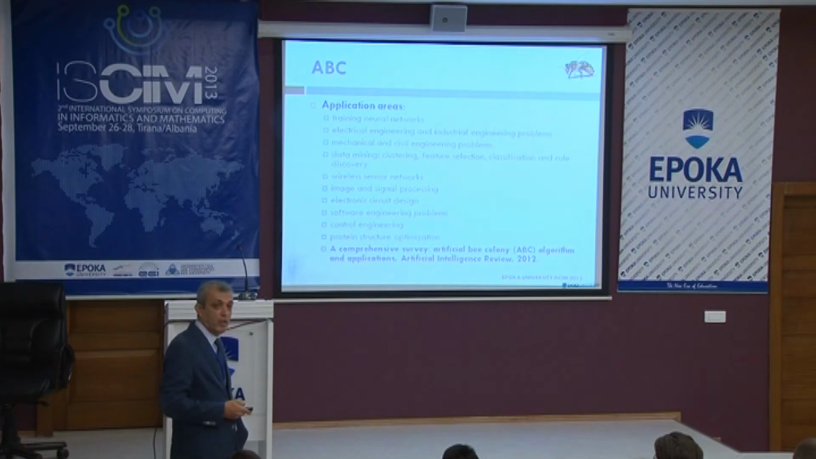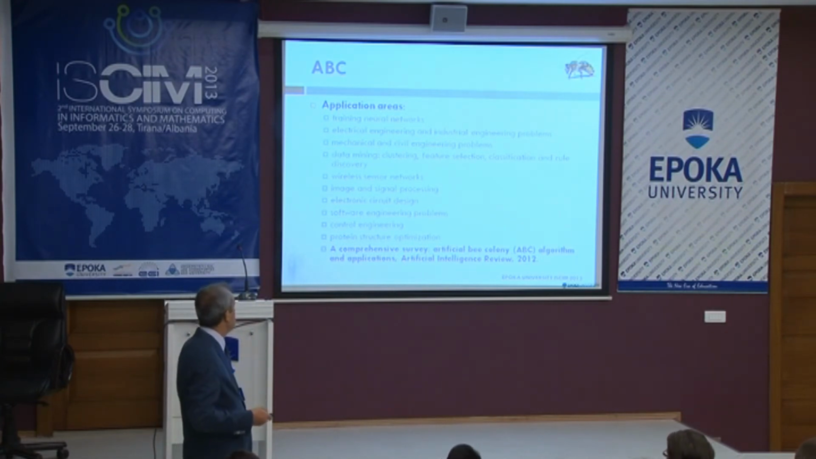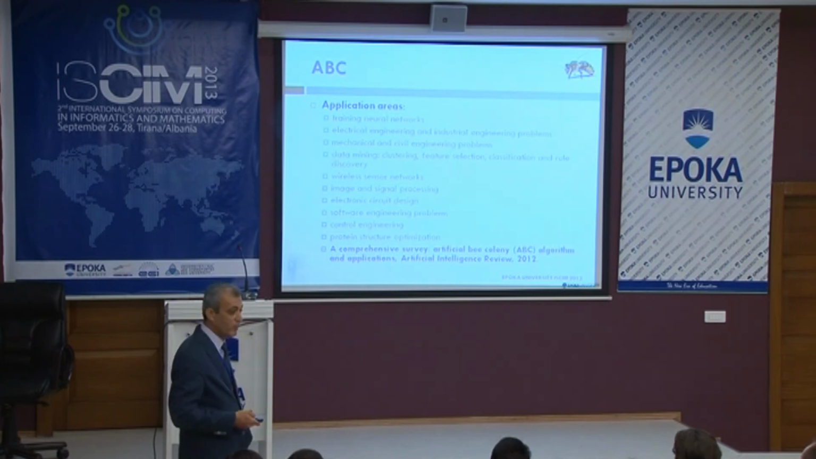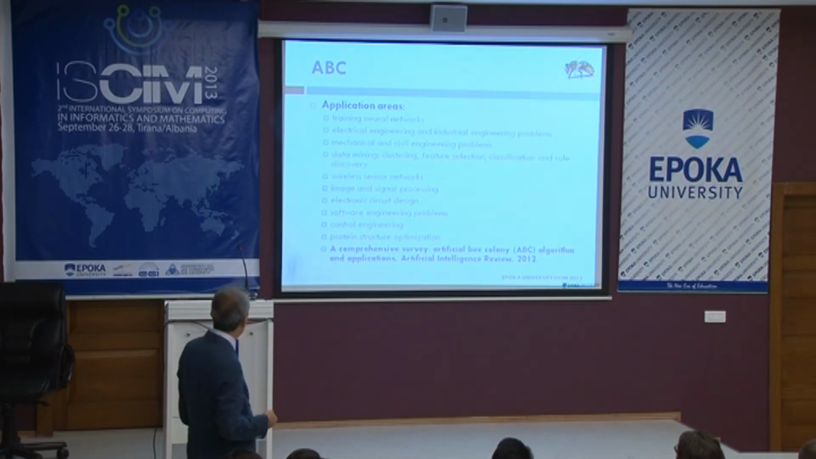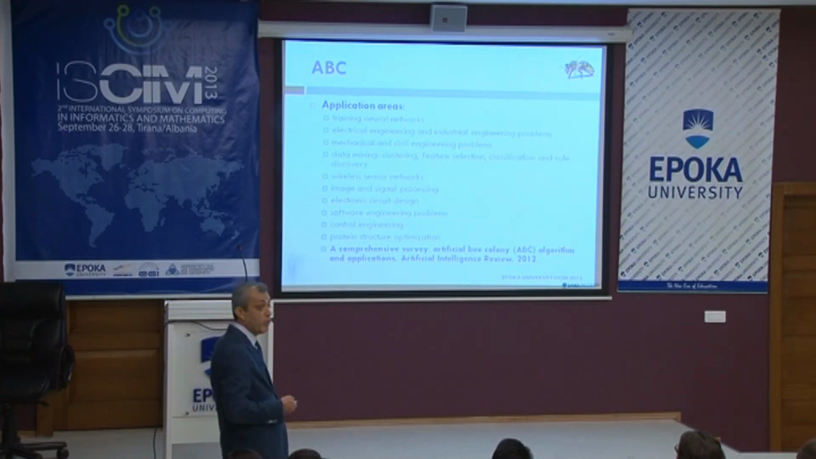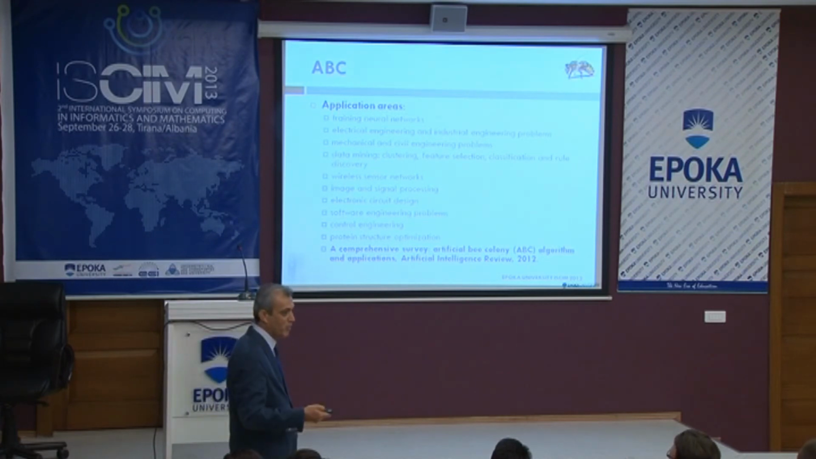Application areas. Some of the application areas are given in this slide. Training neural networks, electrical engineering, industrial engineering, mechanical engineering, data mining, wireless sensor networks, image processing, civil engineering, architecture. We have already used it for architecture problems. And control engineering, protein structure optimization. It is used everywhere now.